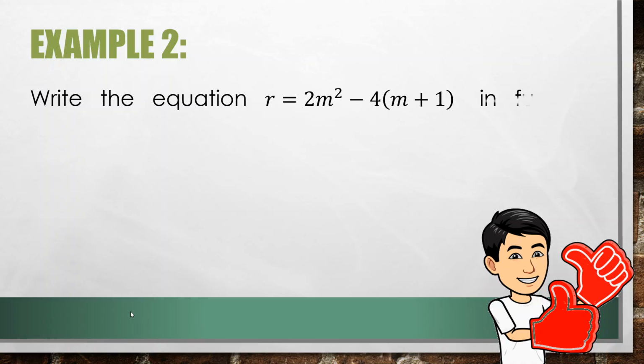Write the equation r is equal to 2m squared minus 4 times m plus 1 in function notation.